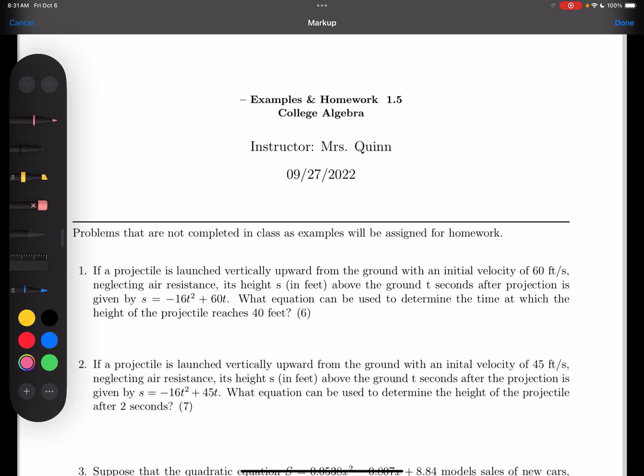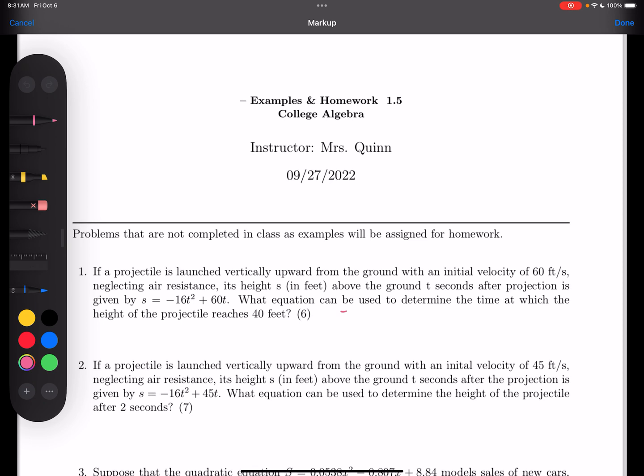All right, so if a projectile is launched vertically upward from the ground with an initial velocity of 60 feet per second, neglecting air resistance, its height s in feet above the ground, t seconds after projection is given by, and this is the formula, what equation can be used to determine the time at which the height of the projectile reaches 40 feet? So the 40 feet would be s, so s is equal to 40.